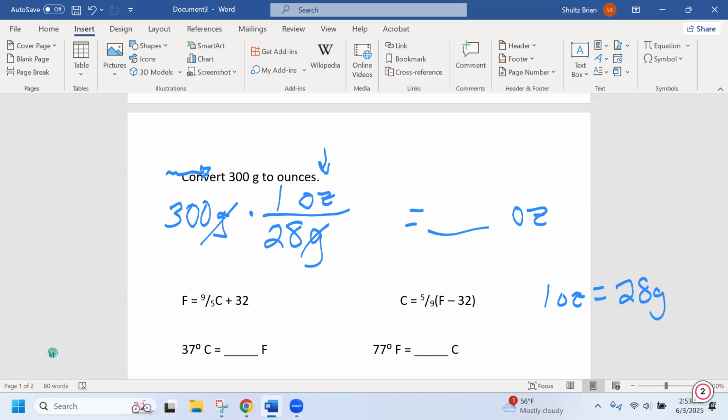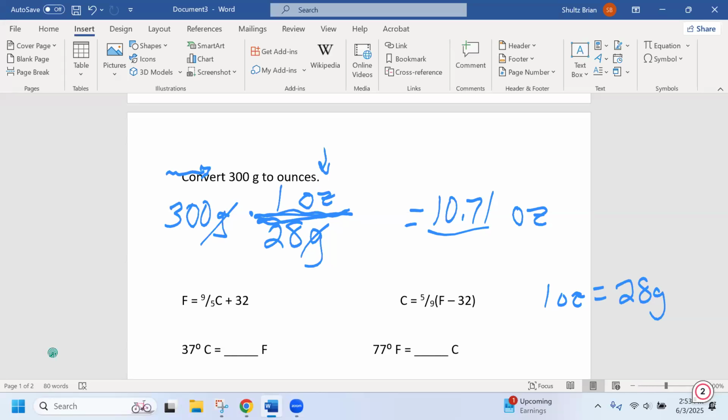Division bar, 300 divided by 28 is 10.71 ounces. And it's that simple. Again, it's only taking me one step to change these from my conversion, using my unit factors and my little table of values, or my little cheat sheet that I've been calling up every time in here.